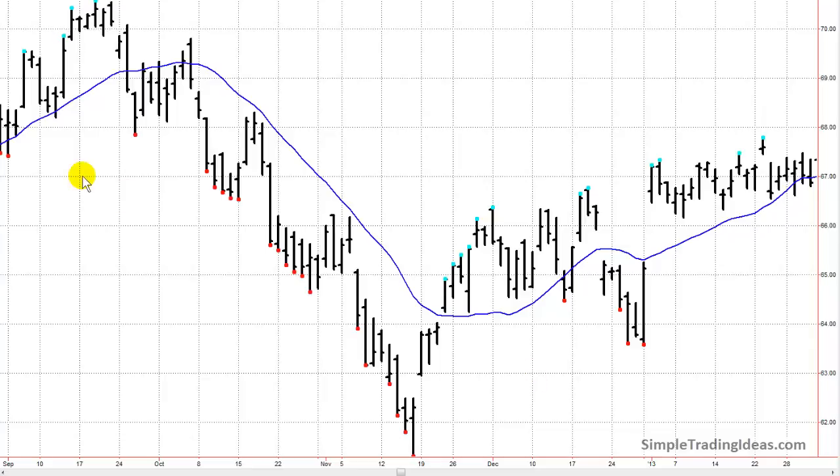What some traders may prefer to do is to actually wait until there is a close below the moving average before going short. And there may be other qualifiers as well. This one is just strictly based upon the simplest use of the moving average. They may also wait for a close above the moving average before going long.